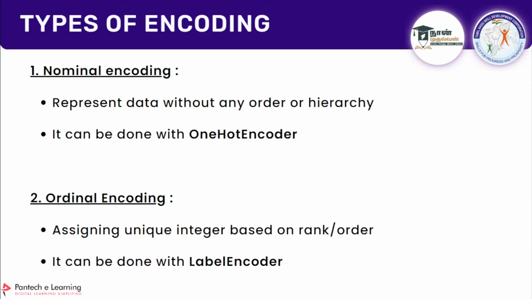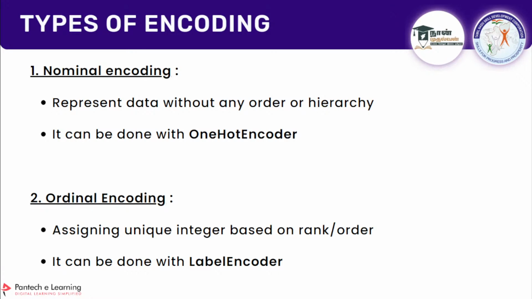There are two types of encoding. The first type is nominal encoding and the second type is ordinal encoding. So we'll understand the difference between these two. In nominal encoding, the data is represented without any order or hierarchy. For example, male or female, or in other cases, let's go with some other example.